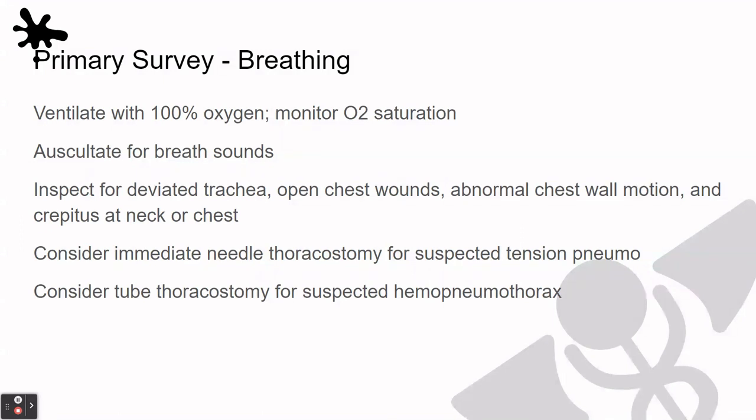You're going to look for deviated trachea. Are there any open chest wounds? Is there any abnormal chest wall motion, like for a flail fracture? Any crepitus at the neck or chest, thinking like a ruptured esophagus. And then if you think that there's a tension pneumo, I consider immediate needle thoracostomy straight out of ATLS. Just pop that needle in, right? And if you think it's a hemopneumo, consider putting a chest tube in.